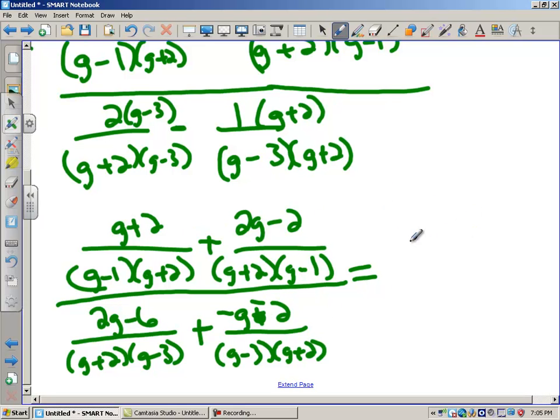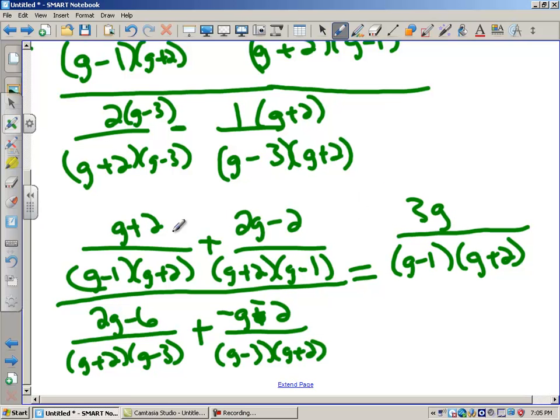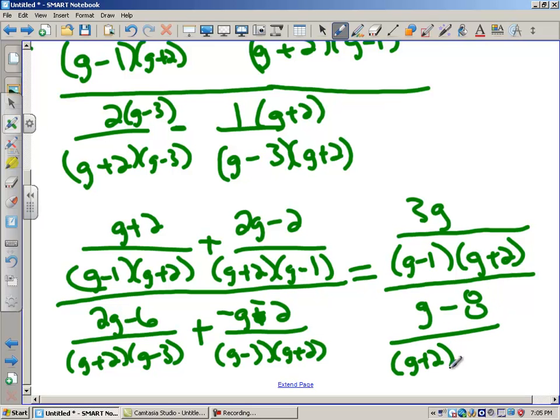Since we have common denominators, on this one I'm going to have g minus 1, g plus 2 in the bottom, and then g plus 2g is 3g, and 2 plus negative 2 is 0. So I don't need to put anything there. Let's see what happens in the bottom. 2g plus negative g is just g, and negative 6 plus negative 2 is negative 8, and that's divided by g plus 2, g minus 3. This is a messy, messy problem. That's a weird looking g, sorry about that.